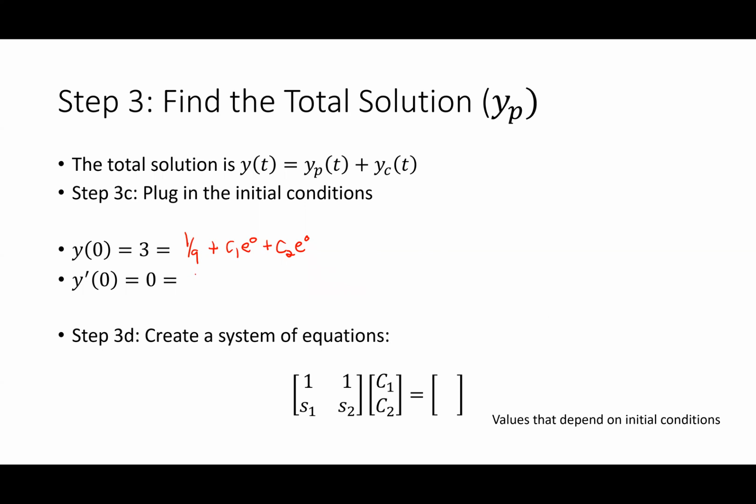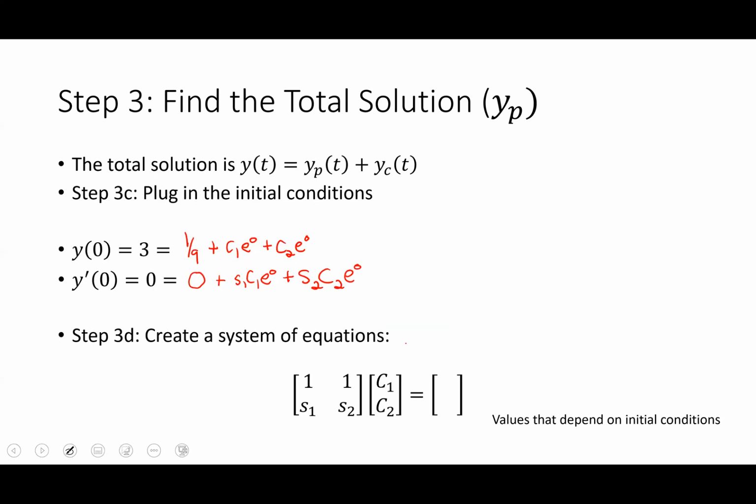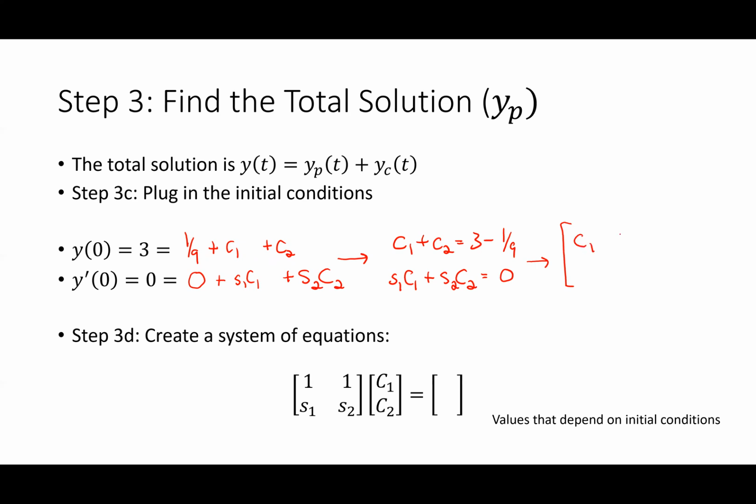Okay. The derivative we said previously was 0. And we had S1 C1 e to the 0 plus S2 C2 e to the 0, where I plugged t equal to 0 into these two terms. And of course, we know e to the 0 is always equal to 1, so I can just get rid of those. And I see that I've got a system of equations now that I'm going to write like this. C1 plus C2 equals 3 minus 1/9. And S1 C1 plus S2 C2 equals 0.